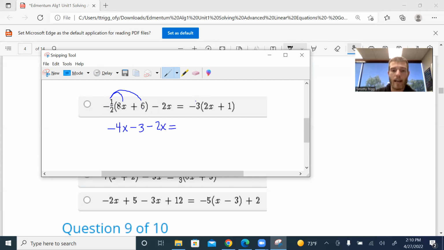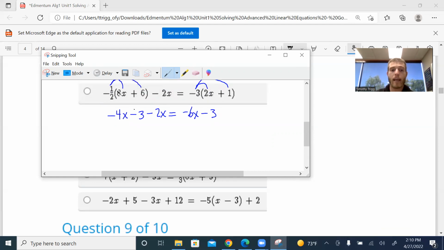So it turned out kind of nice there, but we're going to also distribute on the right side. So -3 times 2x is -6x. -3 times 1 is -3. Okay. We can combine like terms on the left side. -4x minus 2x is -6x. So we have a -6x minus 3 equals, and then we have a -6x minus 3 over here as well.